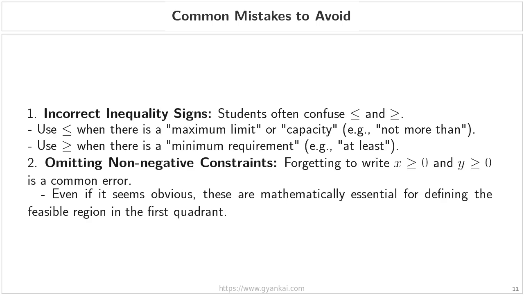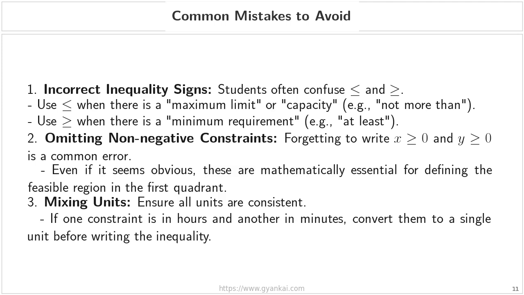Second, be careful about omitting non-negative constraints. You might think, well, of course, we can't produce a negative number of chairs, so why bother writing it down? However, in mathematics, you must explicitly state that x is greater than or equal to 0 and y is greater than or equal to 0. While it seems obvious in a real-world context, these constraints are mathematically essential because they restrict our solution to the first quadrant of the graph. Without them, your mathematical model is incomplete.